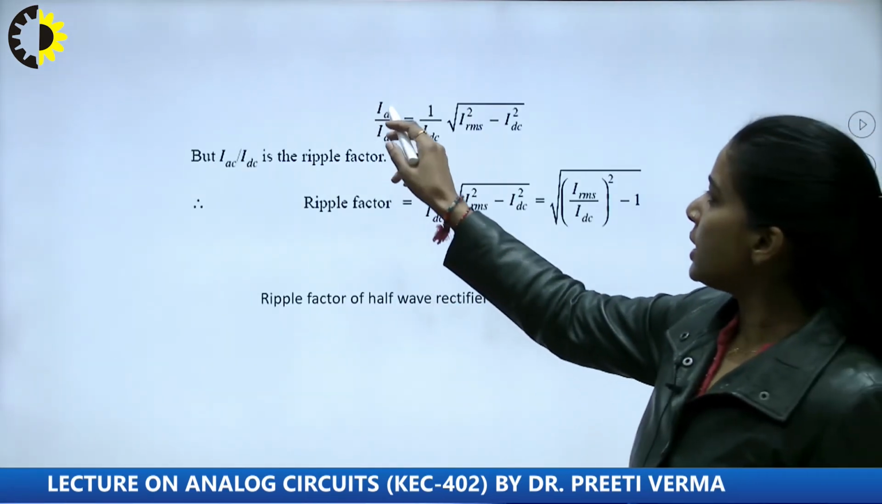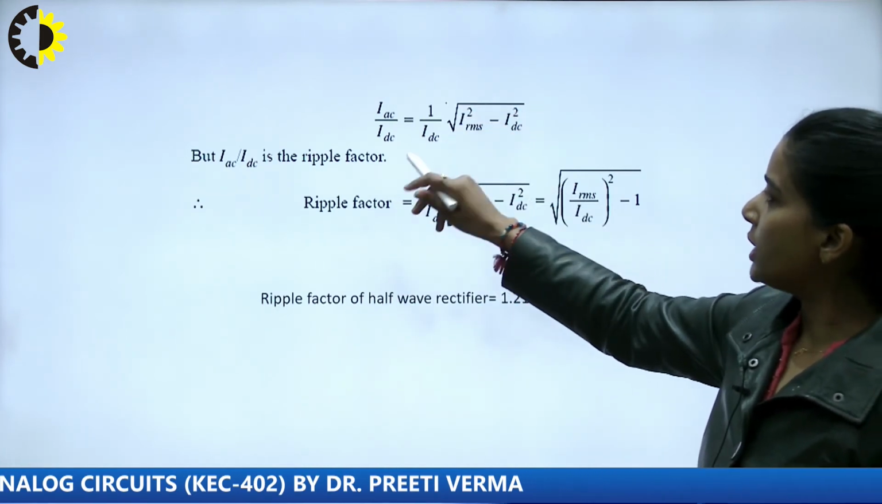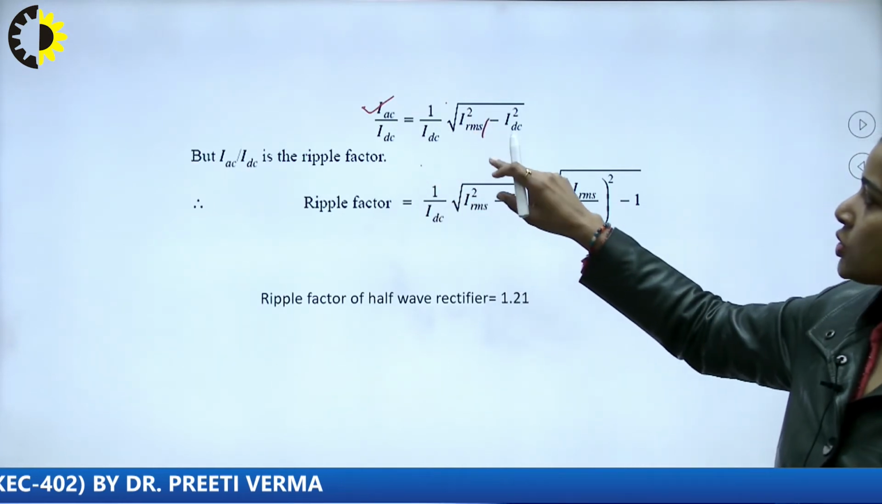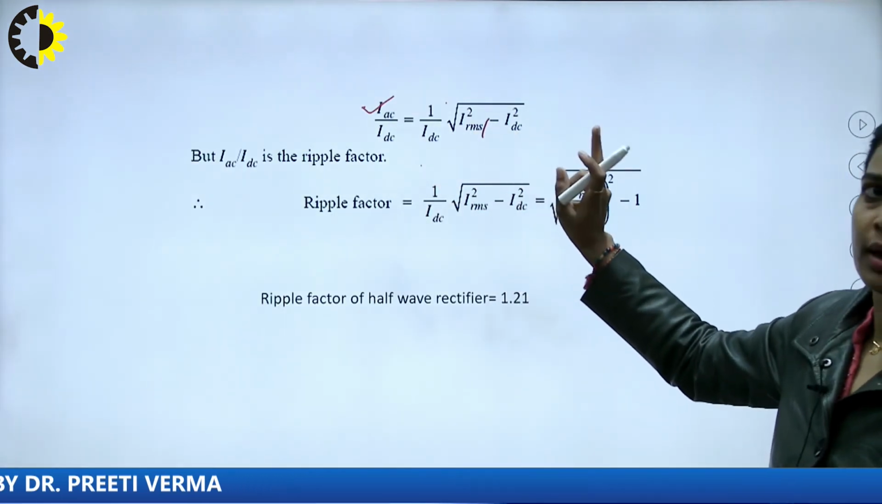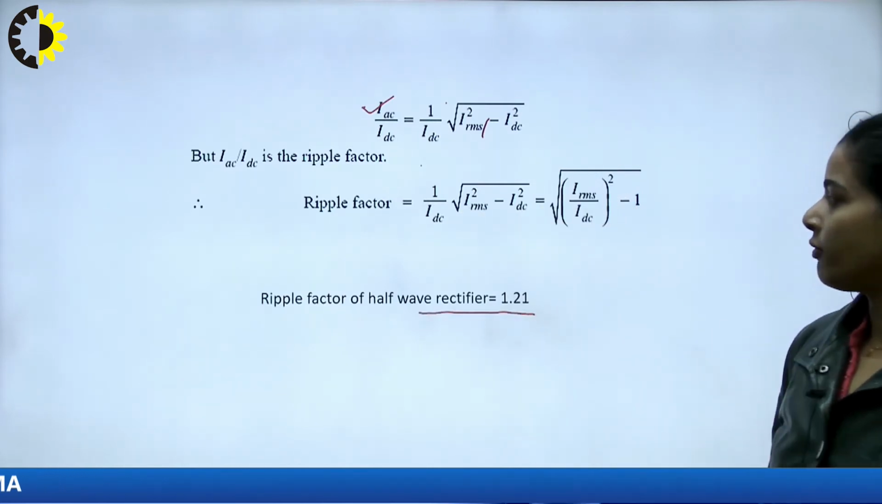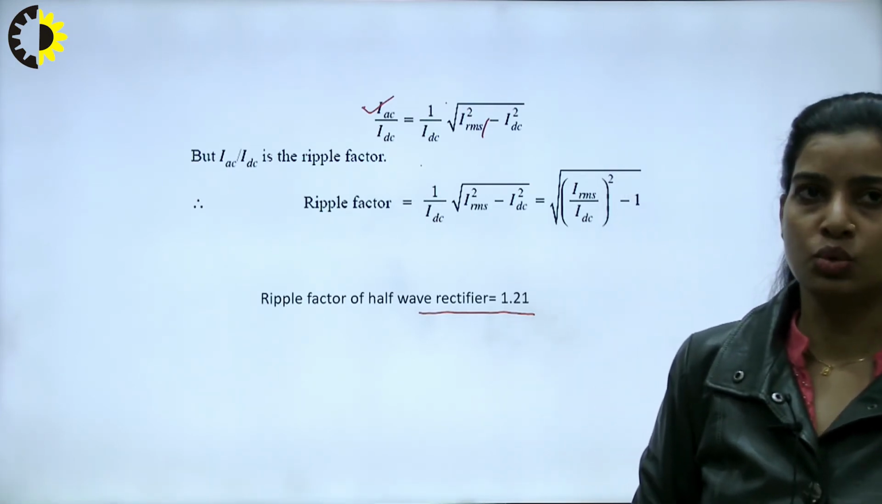So, here you can see IAC upon IDC, that is 1 upon IDC. IAC is represented as square root of IRMS square minus IDC square. So, putting these values, we get the ripple factor for half wave rectifier as 1.21.